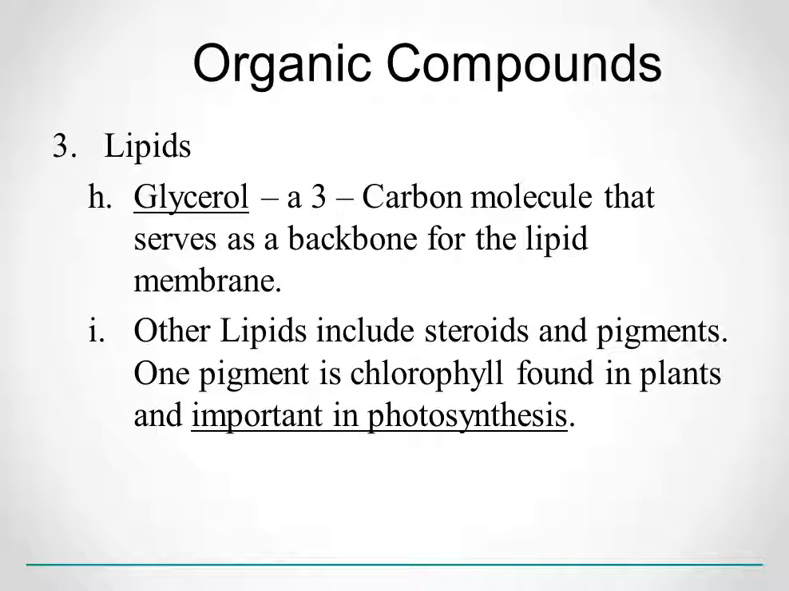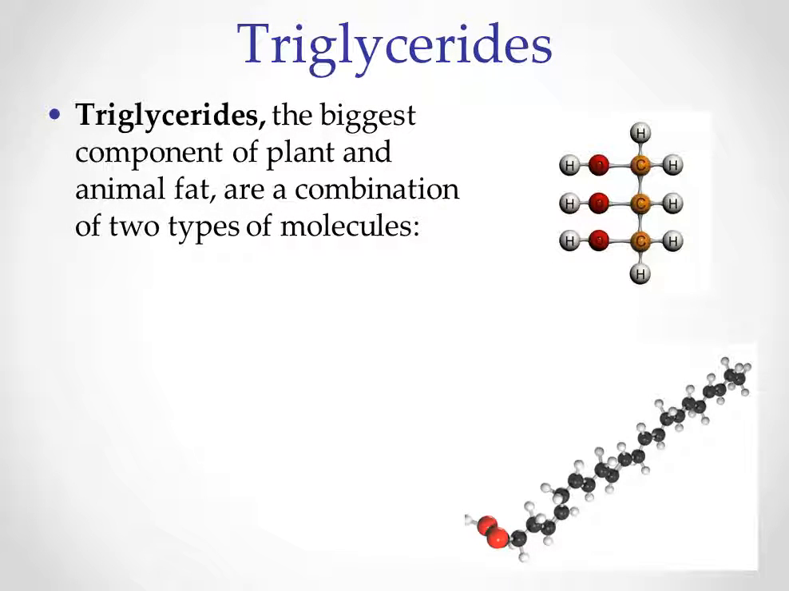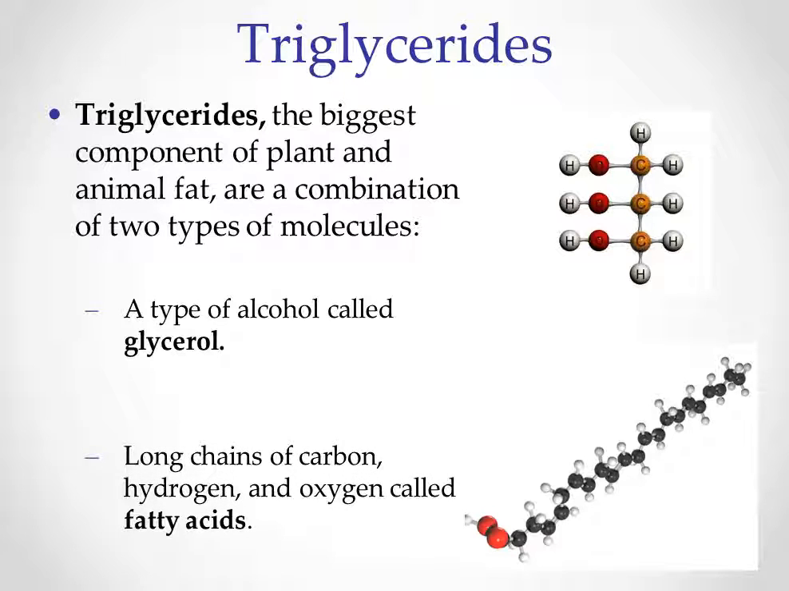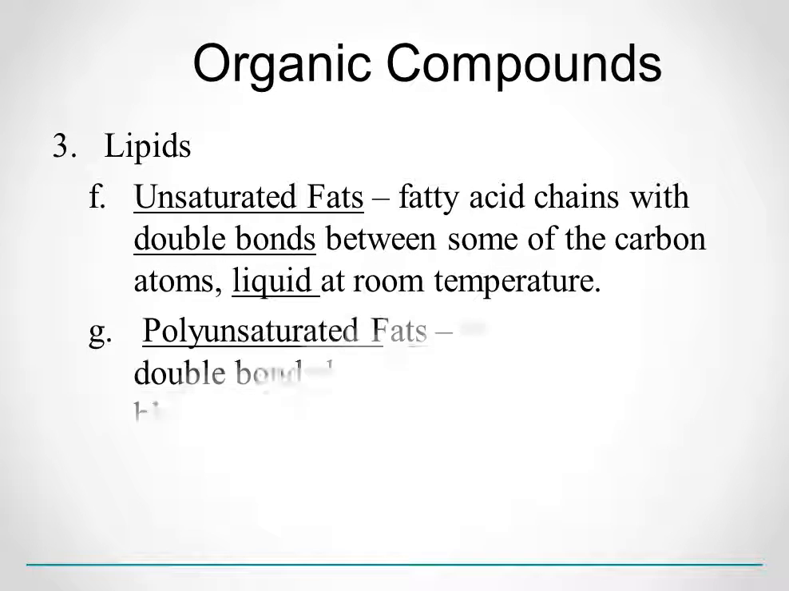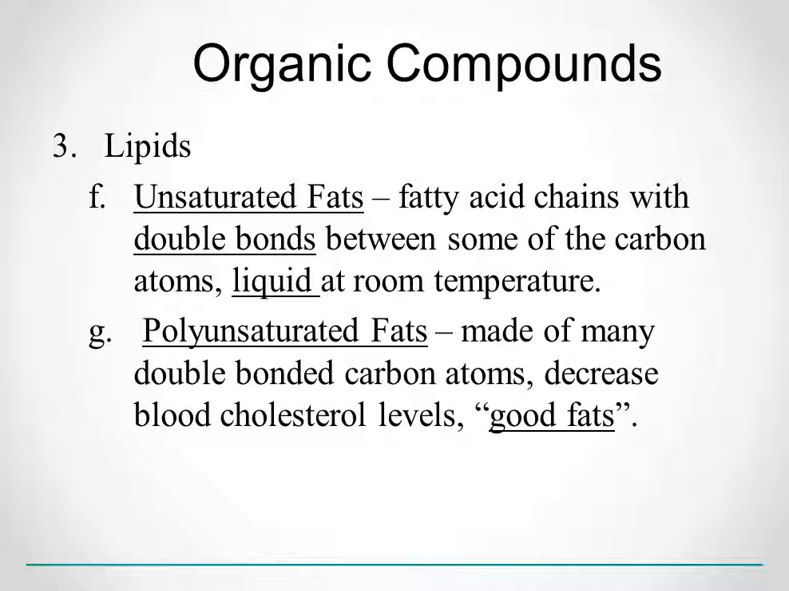So one pigment that is also a lipid is chlorophyll, and that's found in plants, and that's really important for photosynthesis. Now, triglycerol, this is basically what we see in plants and animal fat. There's two different fatty acids. So unsaturated, we talked about saturated, that's single and solid. Unsaturated is double and liquid. Now polyunsaturated, remember poly means many, unsaturated means double. So basically this is the quote unquote good fats.